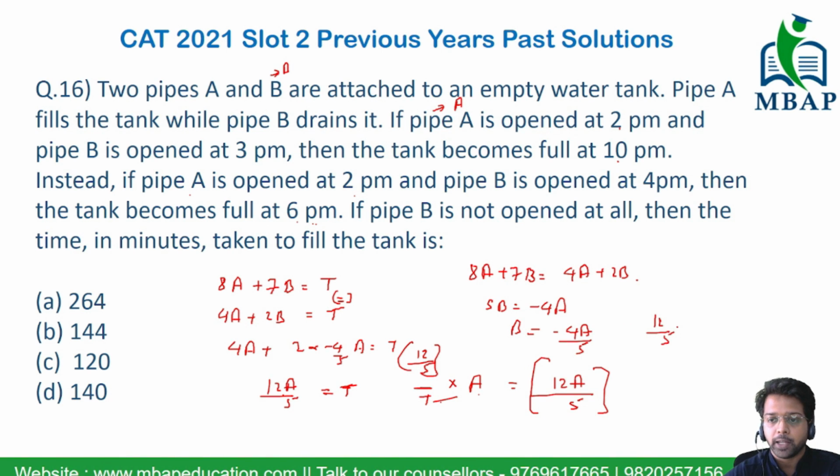12 upon 5 in terms of number of hours will be how much? 2 upon 5. Alright, 2 upon 5 hours will be equivalent to which option among the 4? It will be equivalent to option B, which is 144 minutes. And that's my answer for the given question. I hope all of you have understood it well.